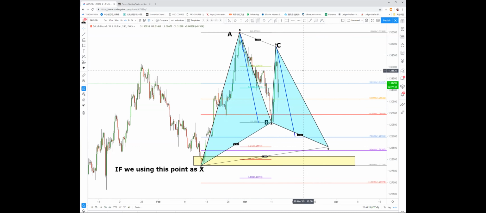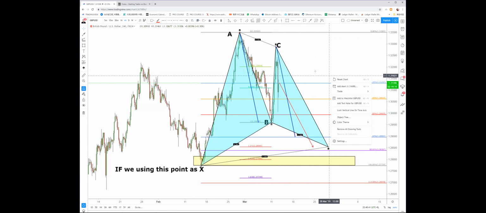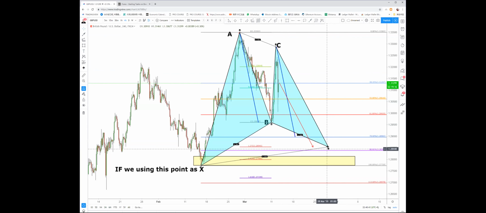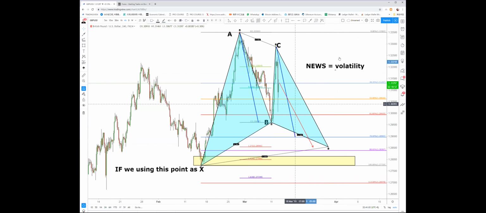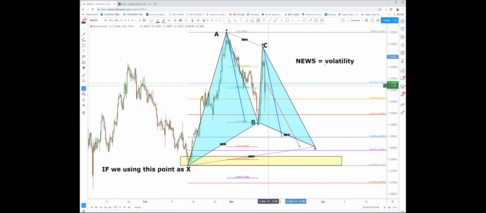Something like this. So my question is, if any bad news happens to sterling, can it fall to this level? Do you agree that it has this chance to fall to here? Right now it's 1.31. Can sterling have any possibility to fall to 1.2854? Do you agree? Because the news will create volatility, right? News equals volatility, so the huge volatility may push the sterling to here.